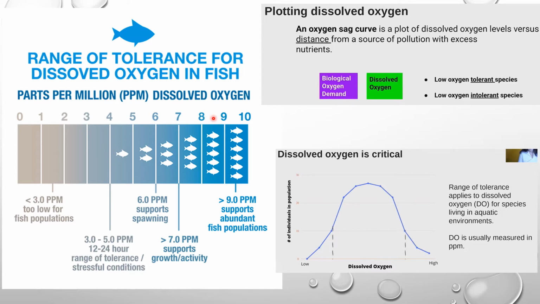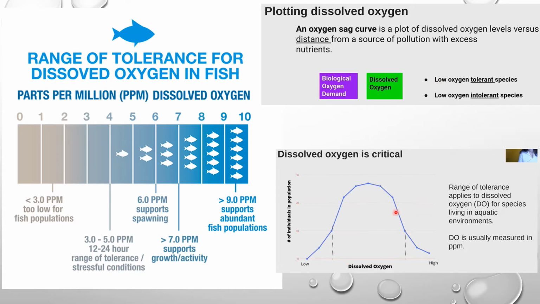So how do we know that? Well, we know this because of something called the oxygen sag curve. Now, I'm not going to show you this slide on the next one, but I'm going to show you a better slide. But you need to know the description of the sag curve: it's a plot of how much dissolved oxygen changes with distance from a pollutant. So the sag curve is plotting the dissolved oxygen levels as it increases in distance from a source of pollution. So we're going to look at tolerance and intolerance of species on the sag curve.